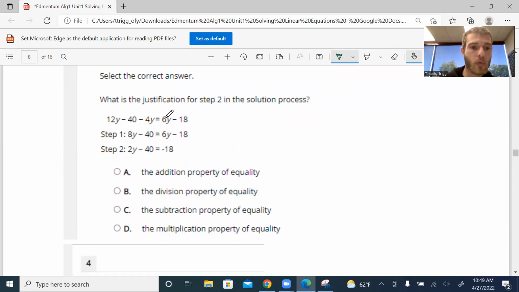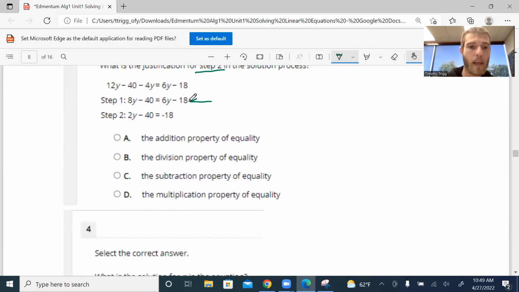All right, let's take a look at this one here. So what's the justification for step 2? We could just look at step 1 and look at how they got to step 2. So we're just going to look at these 2 steps. So here they had 8y minus 40 equals 6y minus 18.